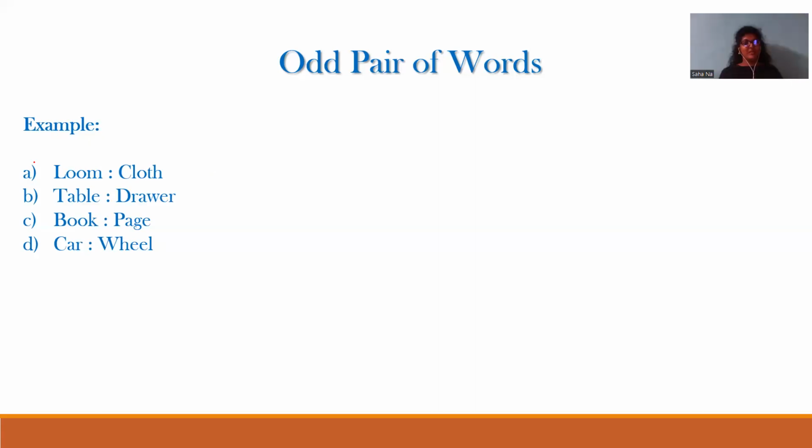Ma'am, first thing, I don't know what a loom is. And the second thing is, table and drawer, book and page, and car and wheel. These three options are related to each other, the both words are related. So I think A is the odd one.